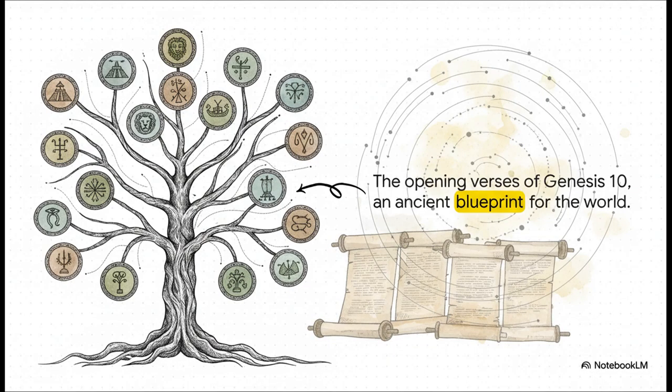This ancient document lays out what you could call a blueprint, an origin story for every tribe and nation its authors knew about. You can think of it as this massive, elaborate family tree that tries to explain the entire ancient world. It kicks off by saying, these are the generations of the sons of Noah, framing itself not as a myth, but as a historical record.